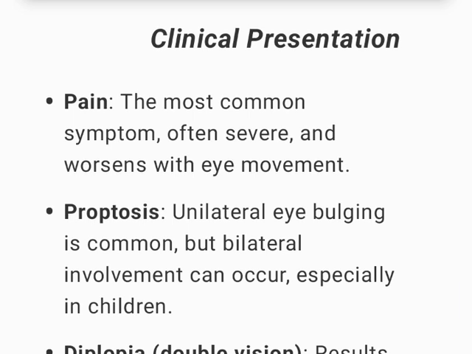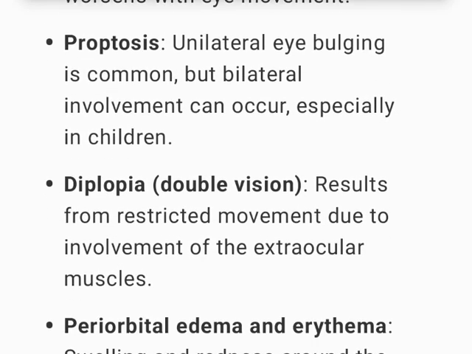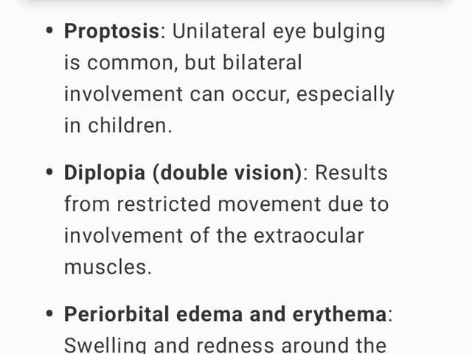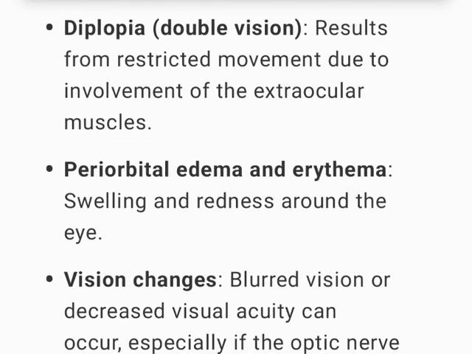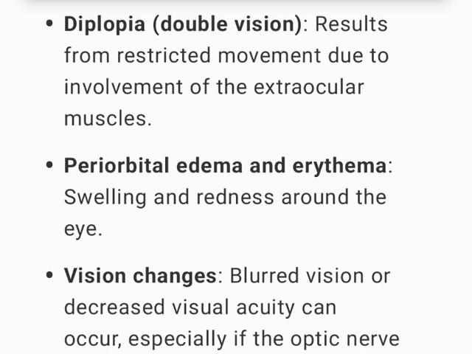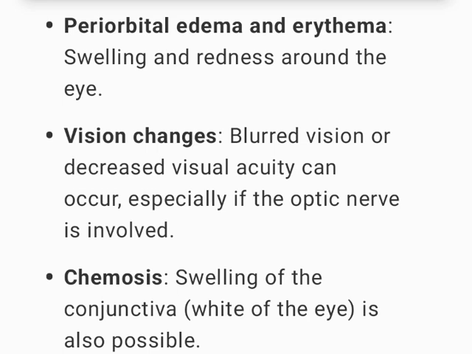Clinical presentation. Pain, the most common symptom, is often severe and worsens with eye movement. Proptosis, unilateral eye bulging, is common, but bilateral involvement can occur, especially in children. Diplopia, double vision, results from restricted movement due to involvement of the extraocular muscles. Periorbital edema and erythema, swelling and redness around the eye.